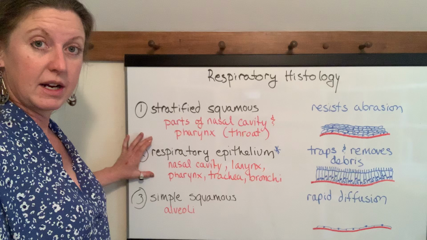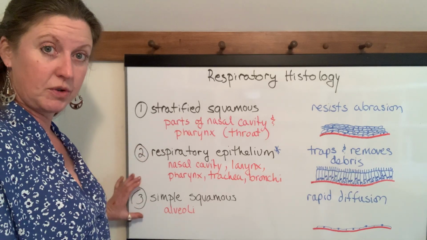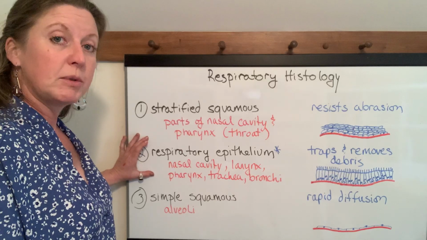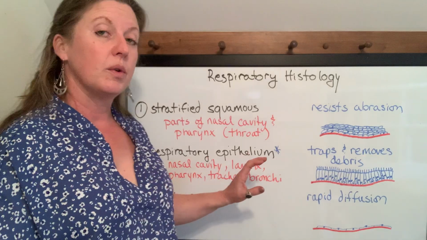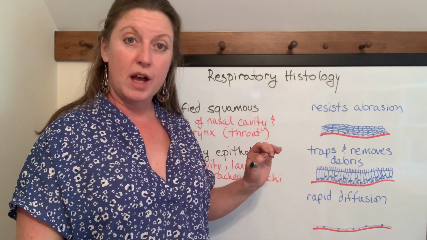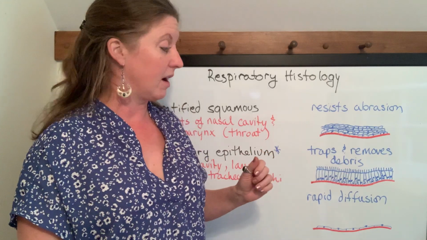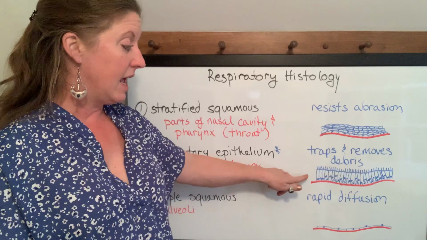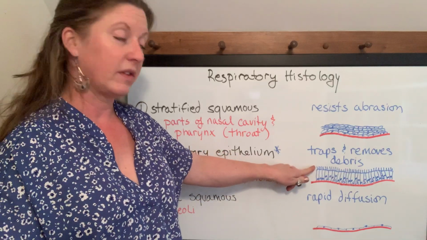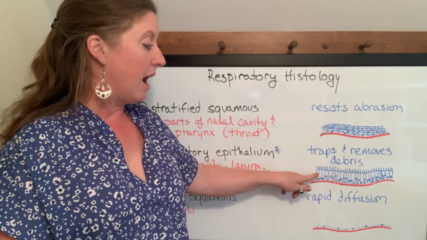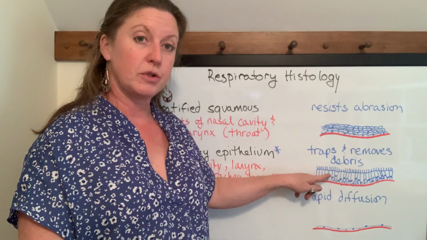The two primary tissues that we see are respiratory epithelium and simple squamous epithelium. Respiratory epithelium is also known as ciliated pseudostratified columnar epithelium, which is the term that you learned in Bio 23. It is a columnar epithelium with cilia on the top. This red is the basement membrane. There are cells in here that produce mucus.